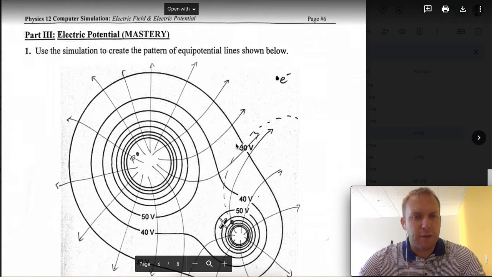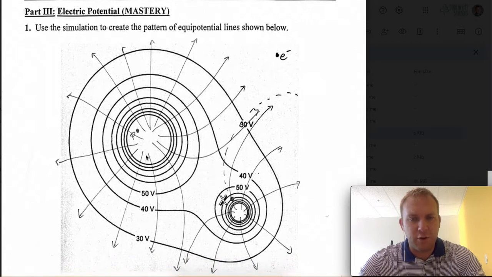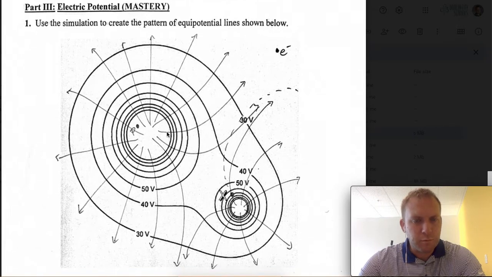The next part has 2 point charges. We can tell that the charges are different sizes based on their potentials, and we can see that this charge is actually a bigger charge than this one because their equal potentials are more spread apart. So I drew my electric field lines. Basically, I have to make sure that my field lines are always perpendicular to my electric potential.